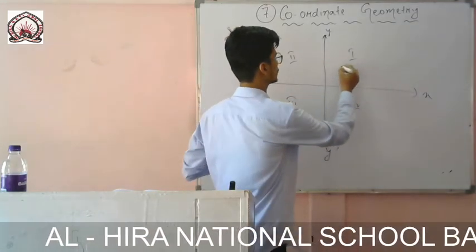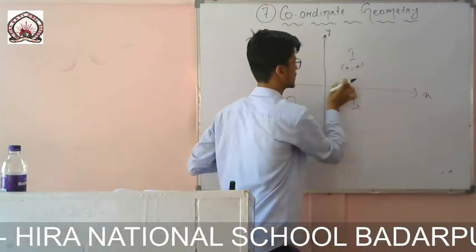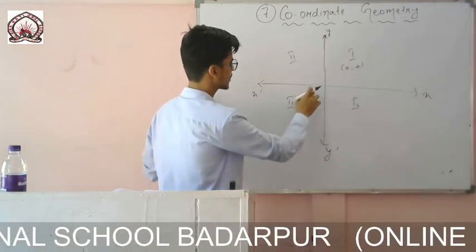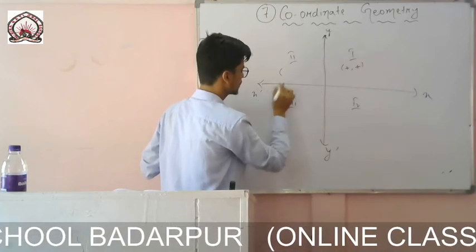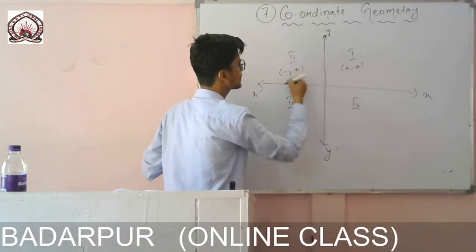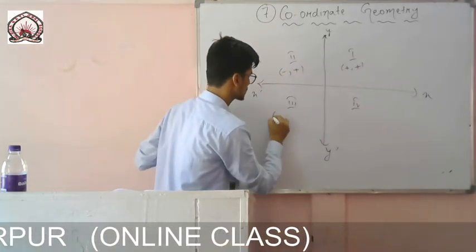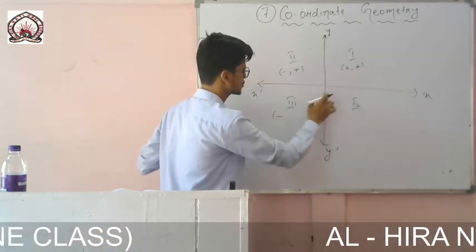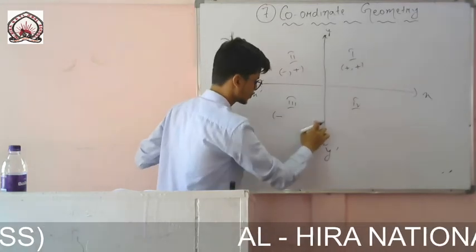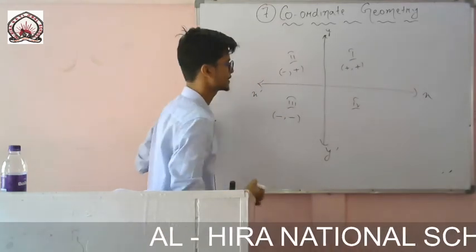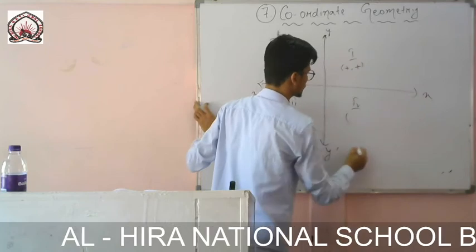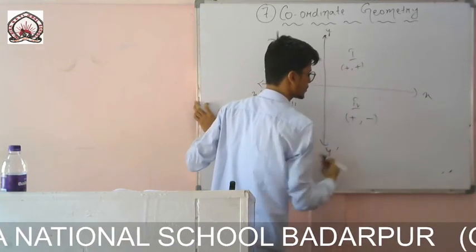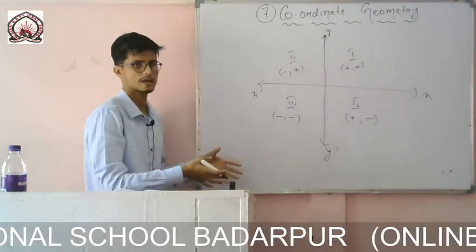Here both the numbers will be plus because here x is plus, and the y coordinate will also be plus. Here x coordinate will be negative, and y coordinate will be positive. Here both the signs will be negative because if I go in this direction, x is negative, then I have to go this way, so y coordinate is also negative. Here the x coordinate is positive, and if I go below, y will be negative. So these are the signs of the quadrants.